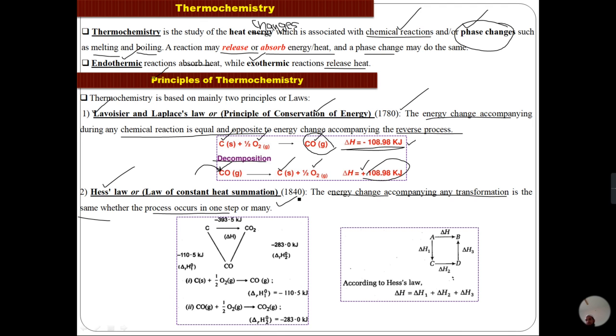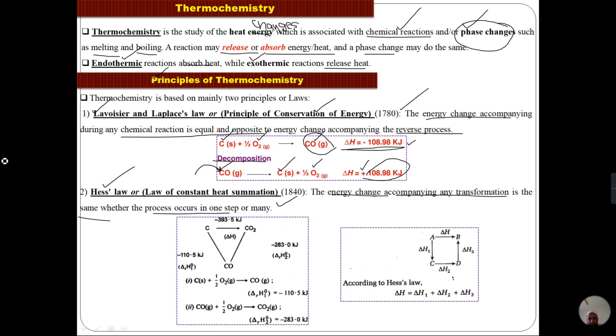It means if you are carrying out a chemical reaction in one step, two steps, three steps, or four steps, the heat changes involved in the single step will be the same as the heat changes involved in the overall whole number of steps, however many steps you carry out.